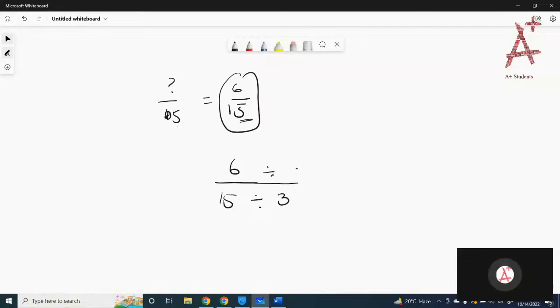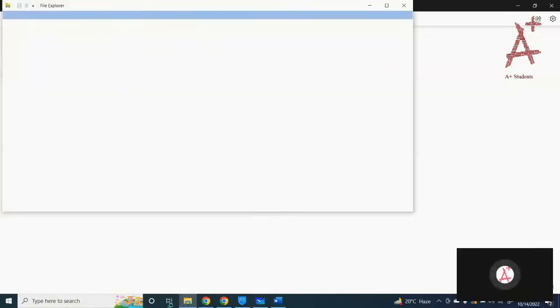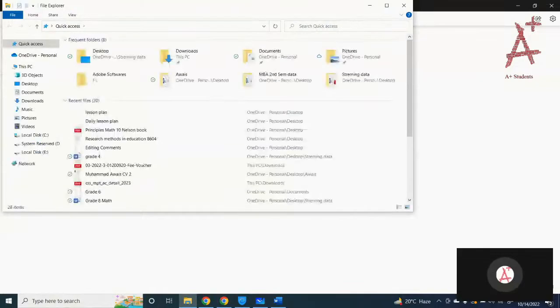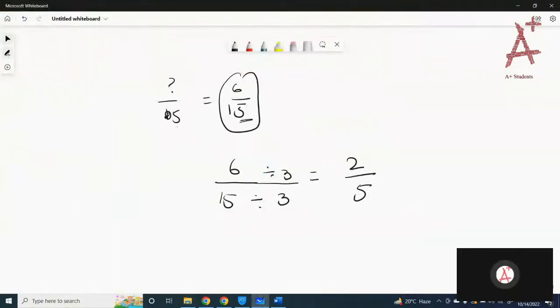When we divide the fraction by 3, it would be 6 divided by 3 is 2 and 15 divided by 3 is 5. See, now both of the fractions have the same denominators, so the missing numerator is 2. Got it?